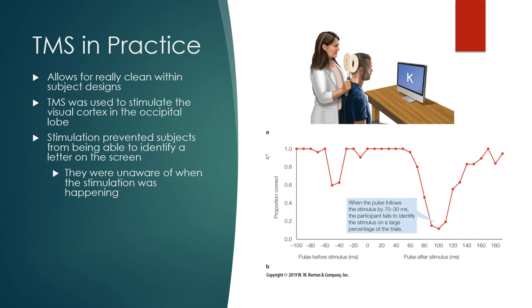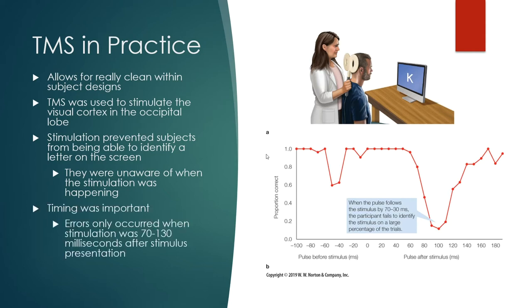So they had disrupted this entire recognition system in the visual cortex. And it was really interesting because the timing was incredibly important. It only worked if they were inducing the inhibition 70 to 130 milliseconds after the stimulus presentation. We'll get into why this timing is really important when we get into things like attention.